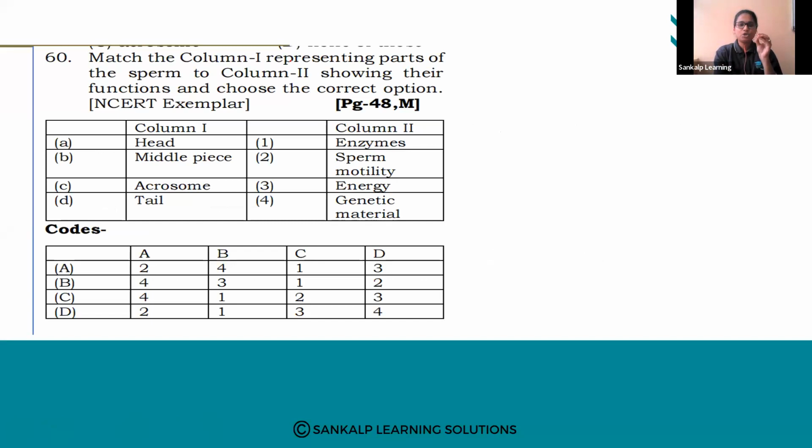Match column 1 representing the parts of a sperm to column 2 showing their functions and choose the correct option. Column 1 has the parts of the sperm, column 2 has the function of that part. So you have to match the correct one and let me know your answer. Be fast.